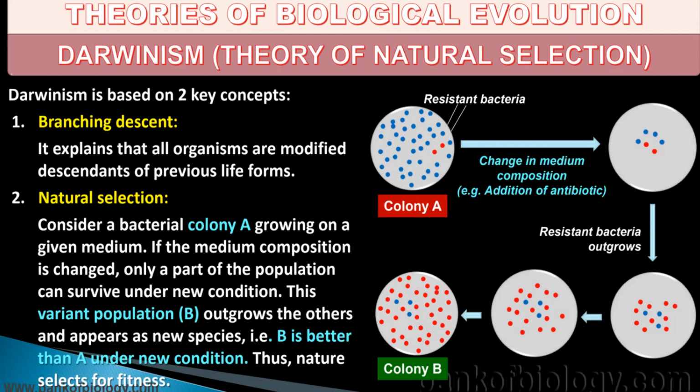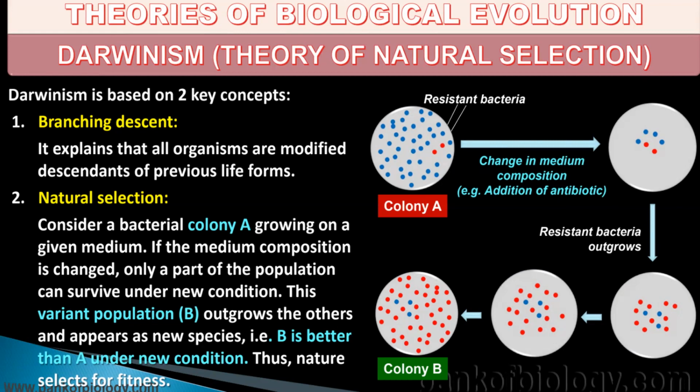So afterwards, what will happen? We'll keep on giving the same medium, so only this bacteria will grow. That is antibiotic resistance. The non-resistant will completely die. There will be one or two bacteria which will still grow, but if you keep on continuing the growth with the antibiotic, the strongest one will grow. That is called natural selection. Nature always selects the strongest or the fittest.